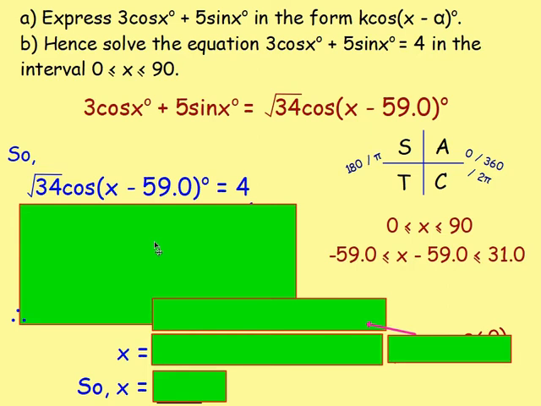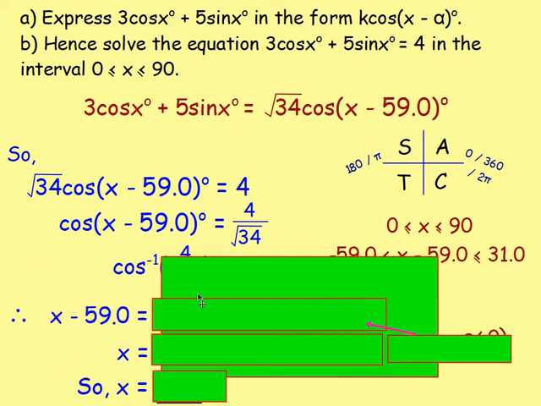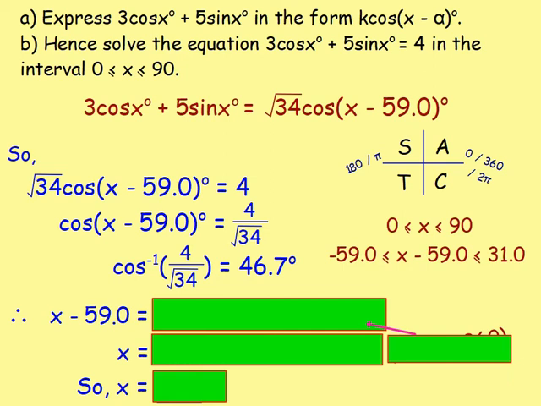From there, what would you do? Good, divide by root 34. Brilliant, so you get 4 over root 34. And then you'd work out cos to the minus 1 of 4 over root 34. If you do that, you get 46.7 degrees.